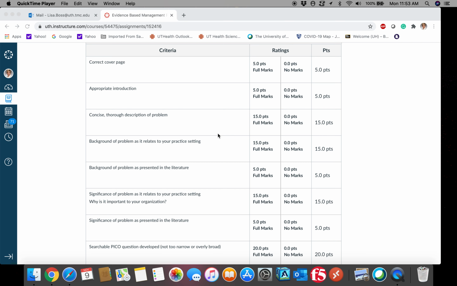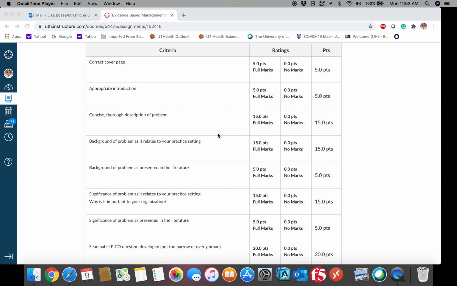So then you go to background of the problem as presented in the literature. So here we go to the evidence. You're always thinking of evidence-based management as, the whole process is going to be that you find a problem, you go to the literature and find out what they say about it. You find out what's a good intervention or way to solve the problem that's in the evidence, and then you bring that back to your practice setting. So that's what you're really setting up here in this first paper.